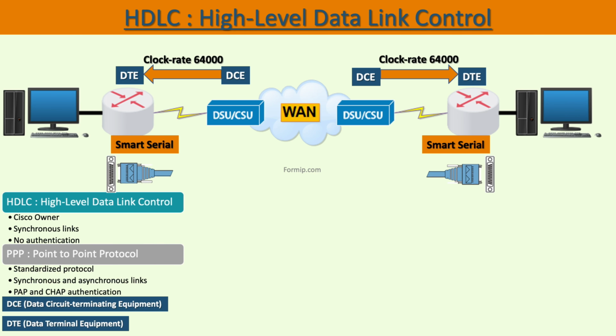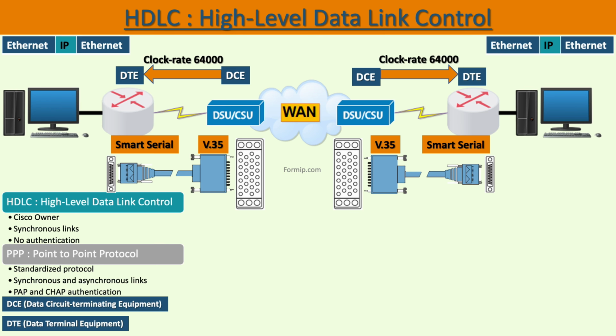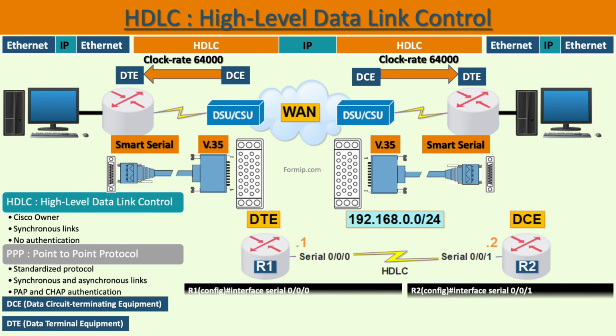At the router level, the connectors used are the Smart serial, and at the CSU level, the connectors used are the V.35. This type of cable is called a DTE cable. At Layer 2, the PC will encapsulate the IP packets in an Ethernet frame before transmitting it through its network card. And when it is received by the router, it will de-encapsulate the packet to encapsulate it again in an HDLC frame. Now let's move on to its configuration.